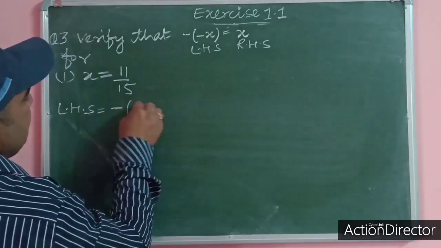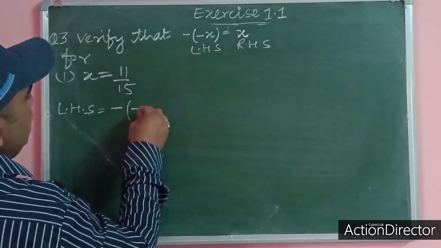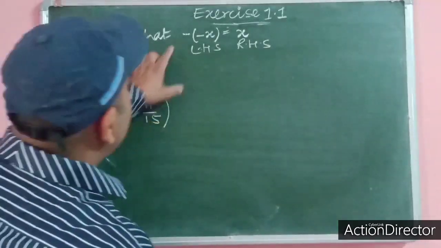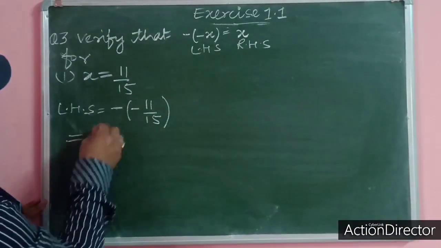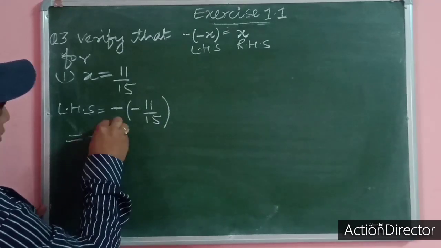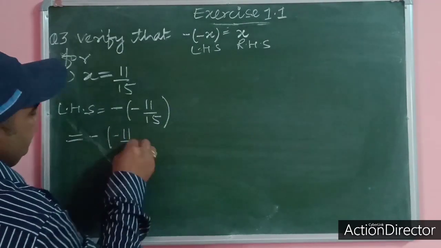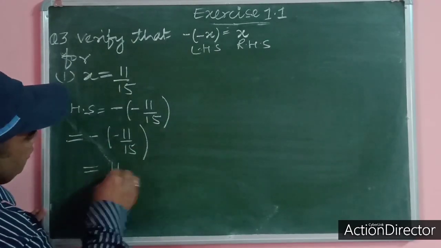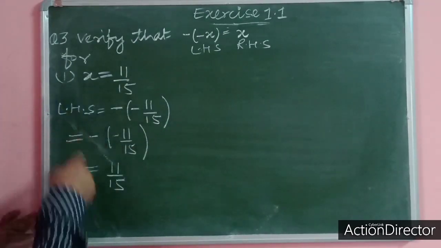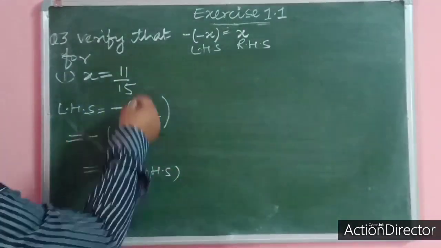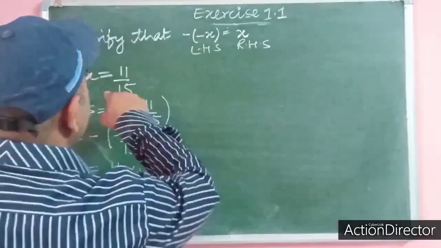minus in the bracket minus x, where the value of x is 11 upon 15. Minus minus, this is minus, and this is minus 11 by 15. Minus minus is plus, so it comes out 11 by 15. This is my LHS, and the RHS is given as x.